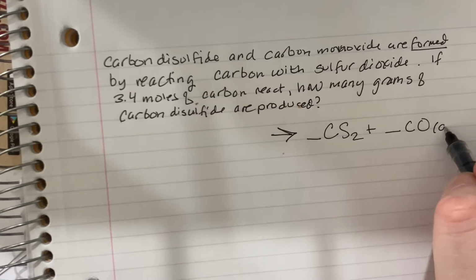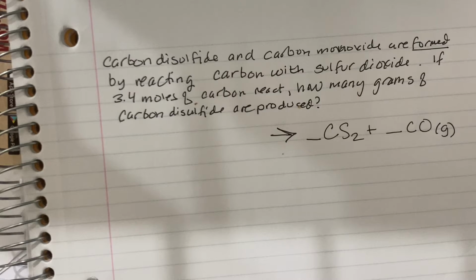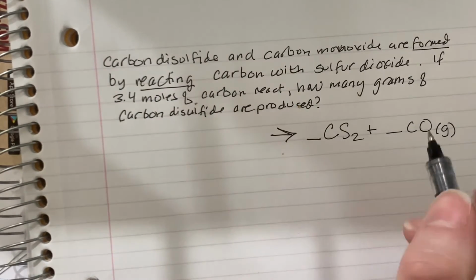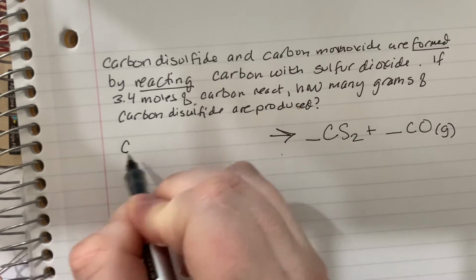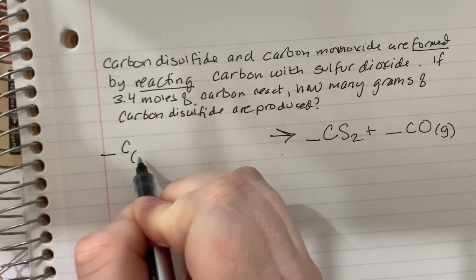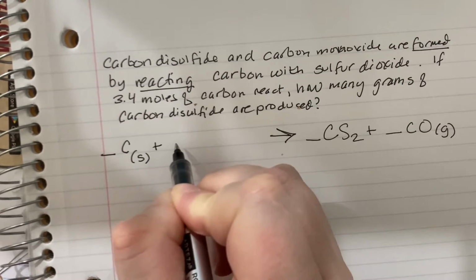Carbon monoxide I know is a gas, so I'm going to put its state symbol in there. By reacting carbon with sulfur dioxide. So the reactants, the ones that are doing the reacting, are just carbon and sulfur dioxide.